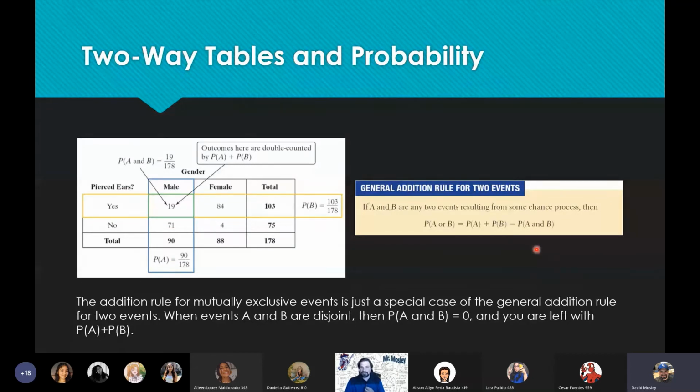Okay, so if you're going to memorize or remember or know one of these rules, you need to know this one, because if the events are disjoint or mutually exclusive, it works out. And if they're not disjoint or mutually exclusive, it also still works. So I would categorize this as the more important rule. Is there anything I can clarify about this?